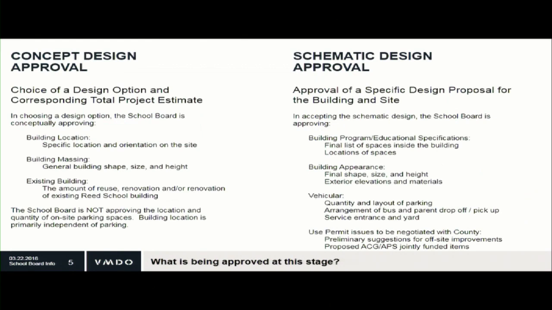A couple of thoughts on what happens during the design process. It's a very iterative process, and so we thought it important to distinguish between the types of things that happen at concept design and the things that happen at schematic design. So the big decision around the concept is where the building is going to go. That's really the most important decision that we could hope to come out of the concept approval. So it's building location, general building massing, and how much we want to reuse the existing facility. There's an existing building on the site.